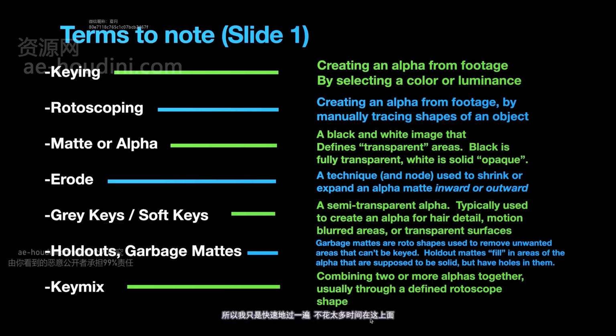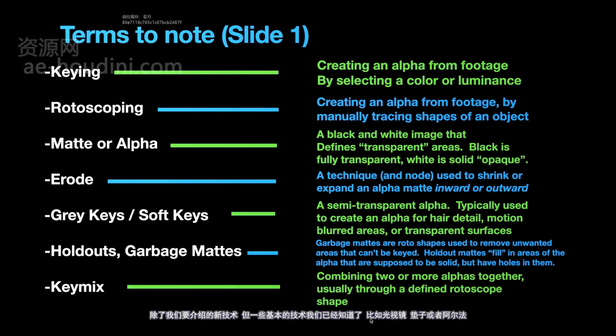I'll quickly go over them and not spend too much time on this, except maybe for new ones that we're introducing. Some of the basic ones we already know, like keying, rotoscoping, mats or alphas. You probably know what all of those are. If not, the definitions are there. But then we also have erode. That's basically just shrinking or expanding an alpha so we can make it smaller or larger, pushing it inward or outward.